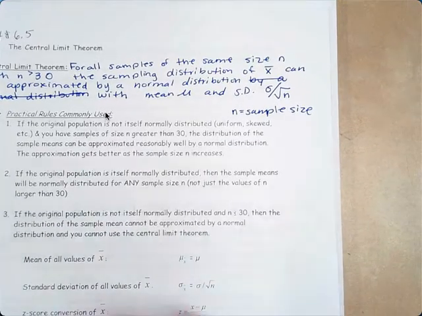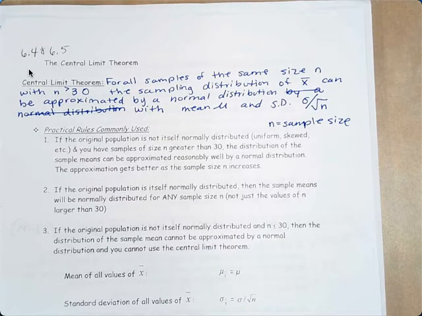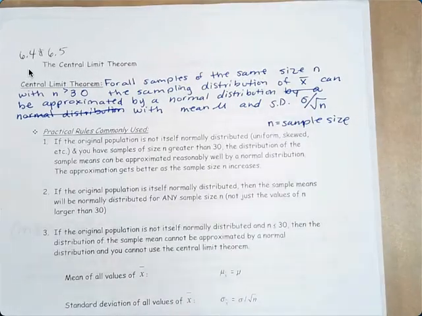So there was a little mistake. I said "by a normal distribution" twice. Thanks for pointing that out. So for all samples of the same size n, where n is greater than 30, so that means your sample size is greater than 30, the sampling distribution of the sample mean x bar can be approximated by a normal distribution with mean of mu and a standard deviation of sigma, with the square root of n in the denominator.